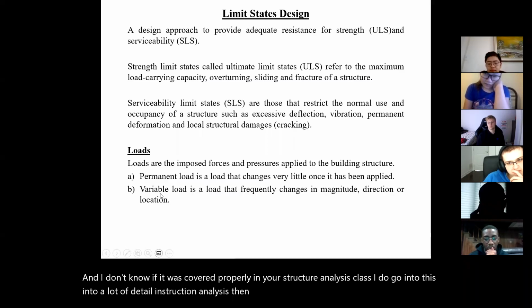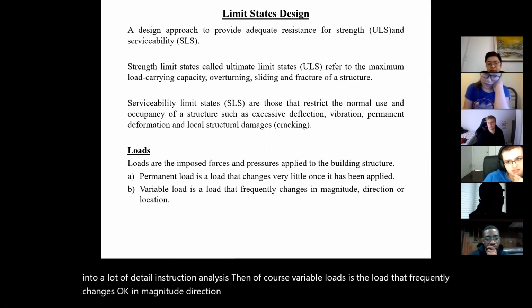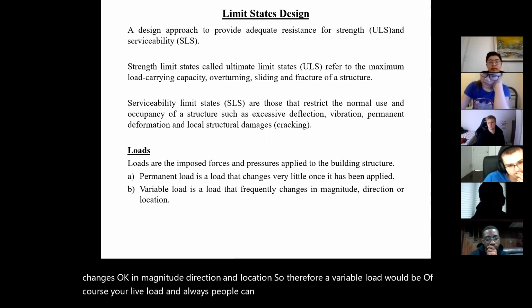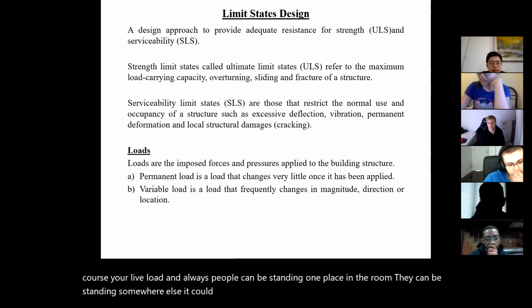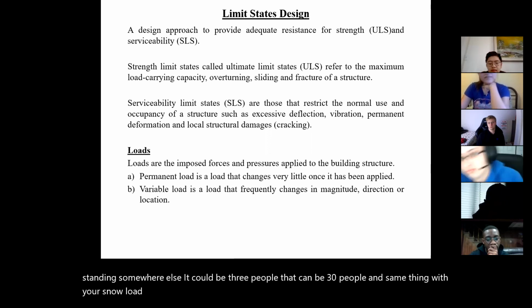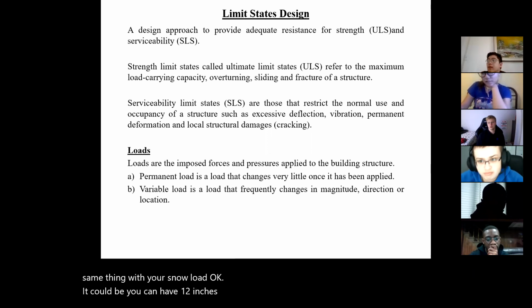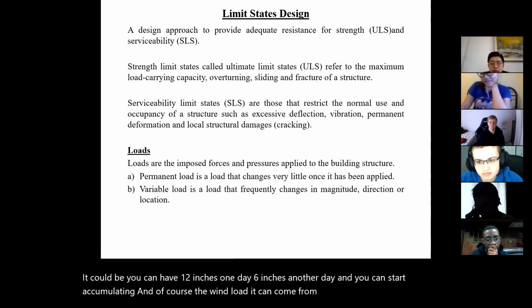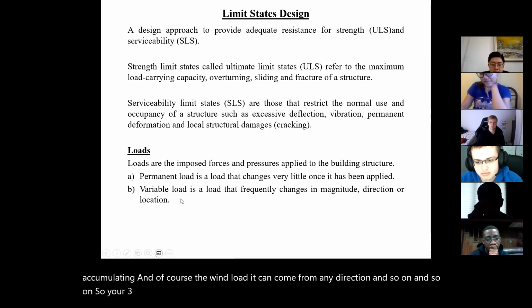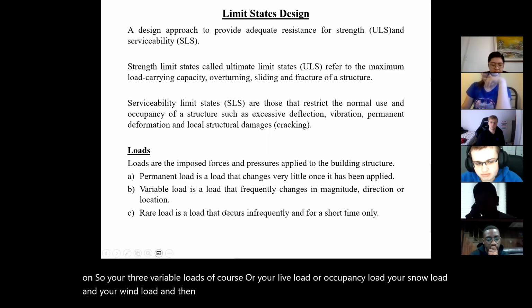Then, of course, a variable load is a load that frequently changes in magnitude, direction, and location. Therefore, a variable load would be the live load. It can stand in one place in the room, it can stand somewhere else. It can be 3 people, it can be 30 people. Same thing with your snow load: you can have 12 inches one day, 6 inches another day, and it can start accumulating. And of course, the wind load can come from any direction. So your 3 variable loads are your live load, or occupancy load, your snow load, and your wind load. And then, we don't get into this, but the rare loads are the earthquake loads.